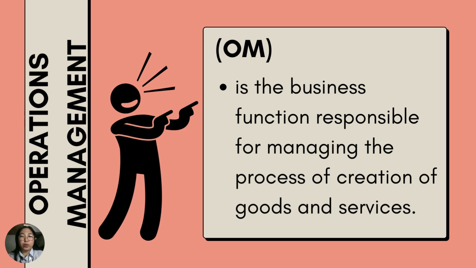Next one is operations management. So this is the business function responsible for managing the process of creation of goods and services. Of course, involved here are planning, organizing, coordinating, and controlling all of the resources needed to produce our company's goods and services. This is also our central core function for every company because here we see that we are designing the controlling process of production and redesigning the business operations in the production of our goods and services.